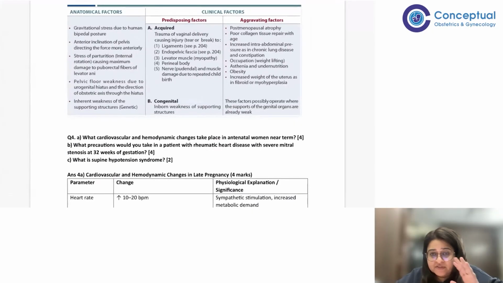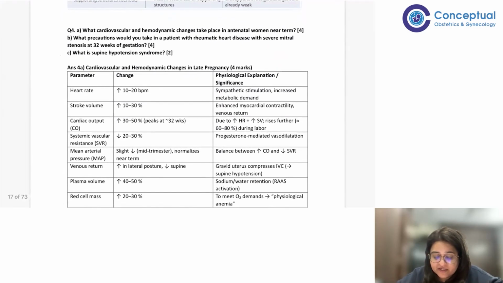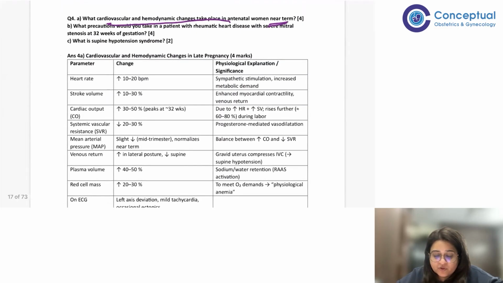Okay, so just put this table across for anatomical factors and predisposing aggravating factors. Okay. Next question was from physiology of pregnancy. What cardiovascular hemodynamic changes take place in antenatal women near term? Okay, so what precautions would you take in a patient with rheumatic heart disease with severe MS at 32 weeks? And what is supine hypotension syndrome?